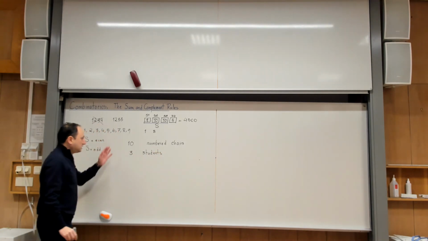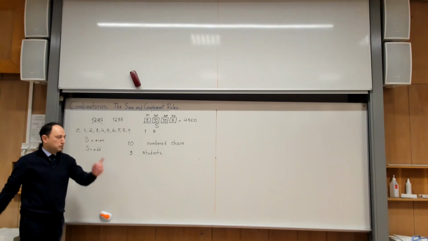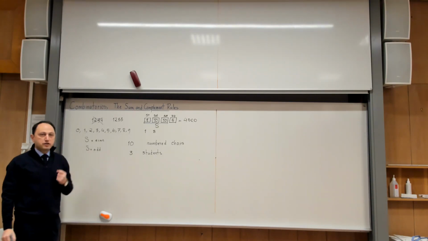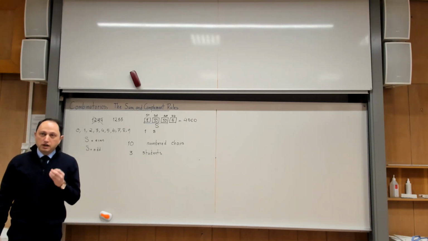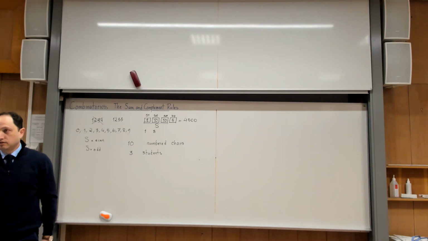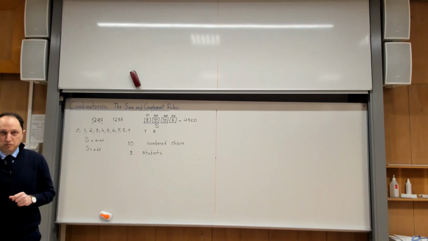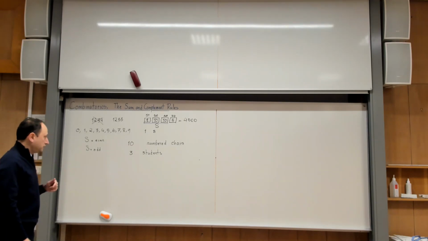So let us consider it in this case. I have 10 numbered chairs in a row from 1 to 10, and I have only 3 students. In how many ways can I let these students sit on these chairs? This is a simple problem. There is a reason that I am bringing it up, and you will understand why.